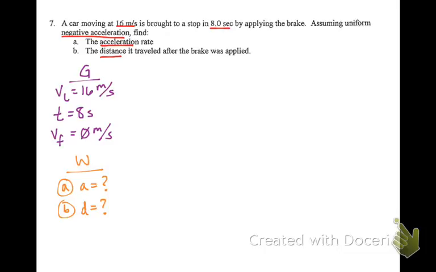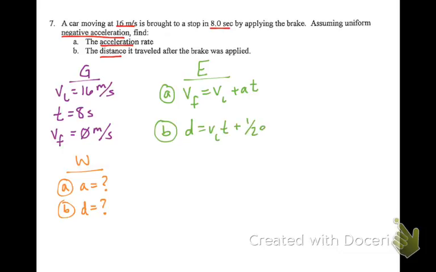So our equations that should be used for this would be, for part A, VF equals VI plus AT, and for part B, D equals VIT plus 1/2 AT squared. Again, you can use other equations to help you with this. These are just the two that I chose. Your answers will probably still be the same as long as you plug things in appropriately.